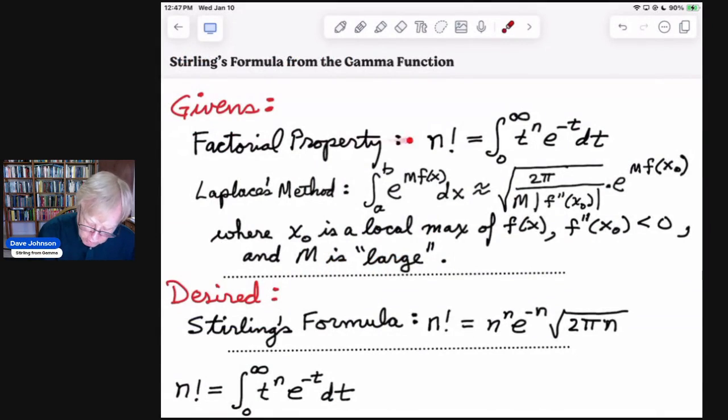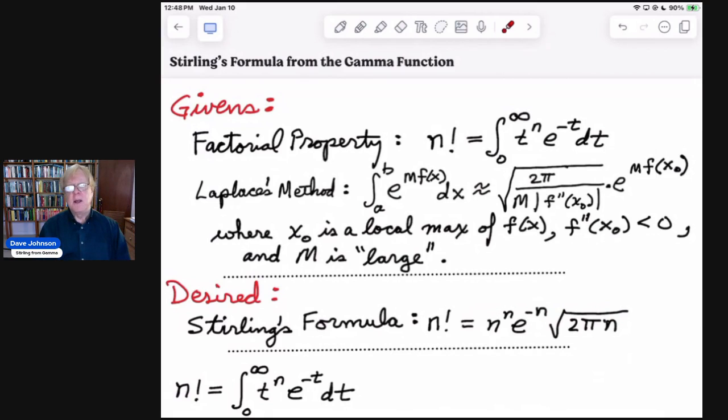So here's the factorial property, which just says that n factorial can be represented by this integral, and that came from the gamma function. Laplace's method, which I want to talk more about, is one of the givens that we're going to use. And then what we're trying to do is find Stirling's formula. Again, this is the formula that I used in another video to find the 1 million factorial, but I had just written it down. I didn't derive it. So here we're going to derive it. So let's spend a little bit of time and talk about Laplace's method.